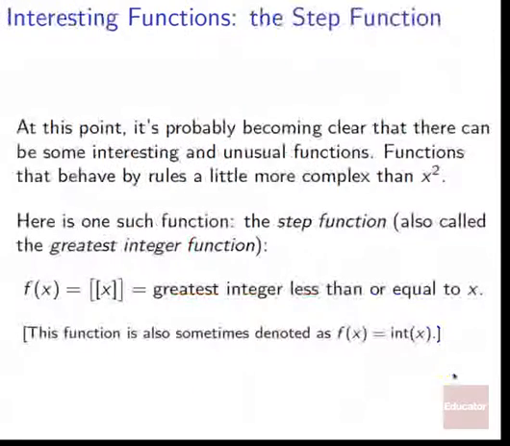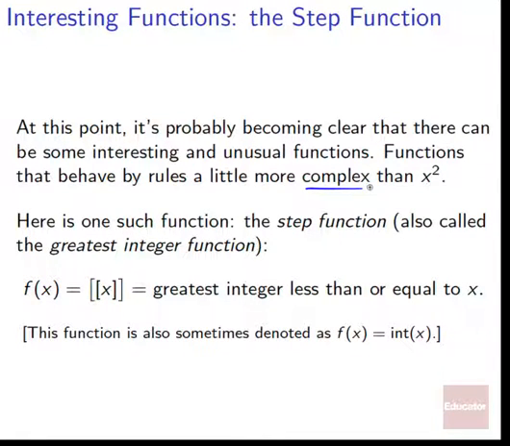Great. Interesting functions. So at this point, it's probably becoming clear that you can have some kind of weird looking functions, right? So far, over the course of algebra and geometry, you've seen pretty reasonable looking things like x squared, square root of x, x cubed. Even the weirdest things you've seen have been pretty reasonable, just sort of smooth curves. But we're starting to see with piecewise functions, things can be a little odd. So let's look at another one, a rule that's a little more complex than x squared, something a little more interesting than the ones we've been used to so far.